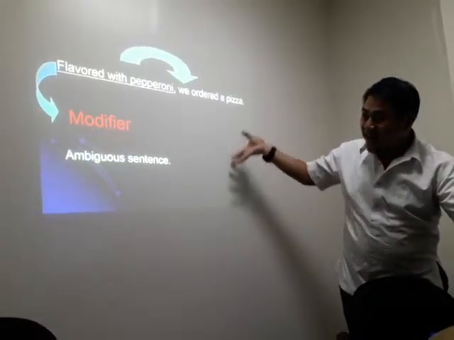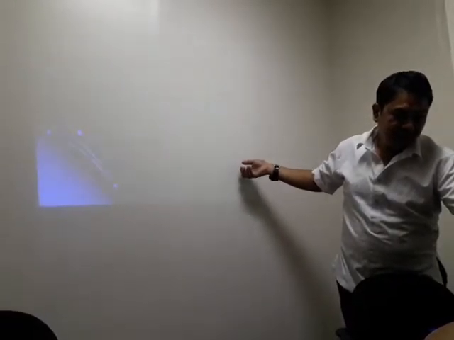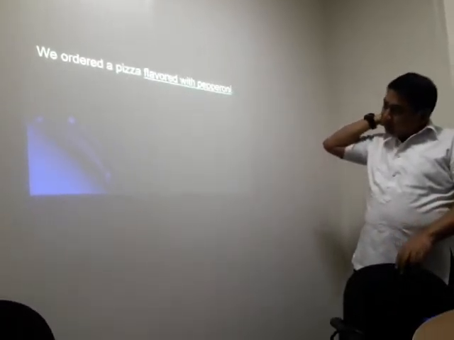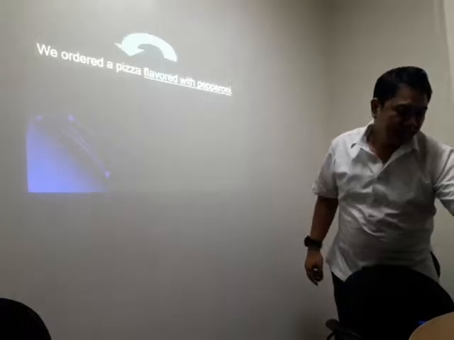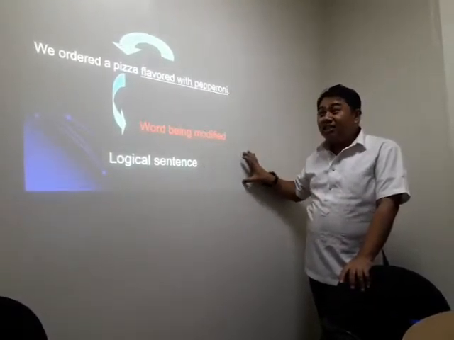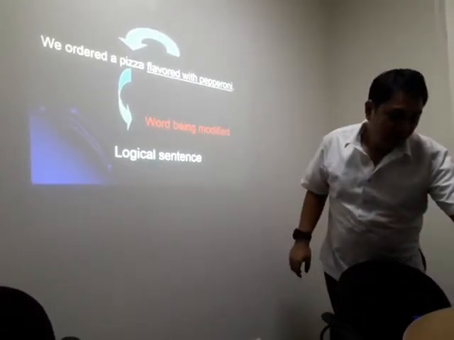So the sentence, like what I have stated, is ambiguous or vague. So it should have been, we ordered a pizza flavored with pepperoni. So now, this is a logical sentence. The meaning is not distorted, it's now clear.